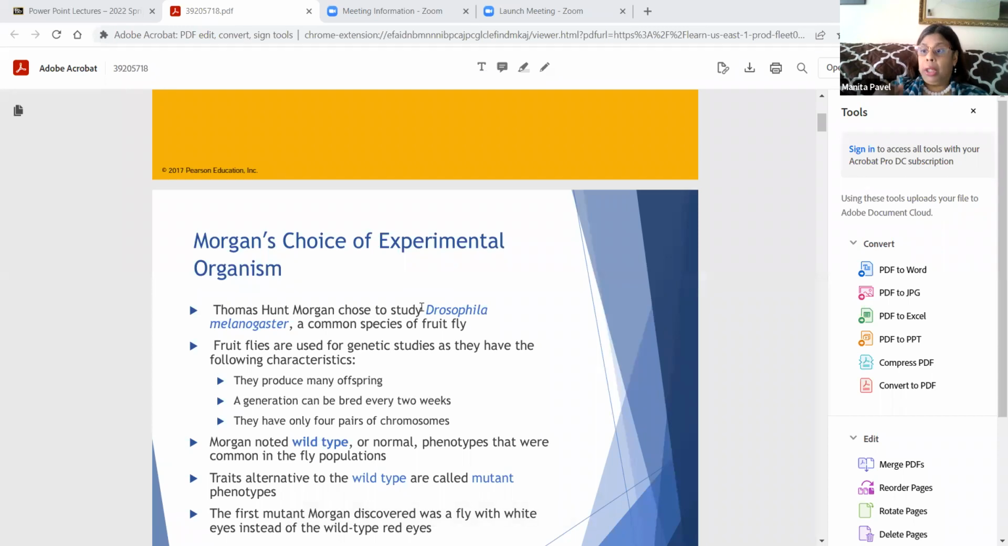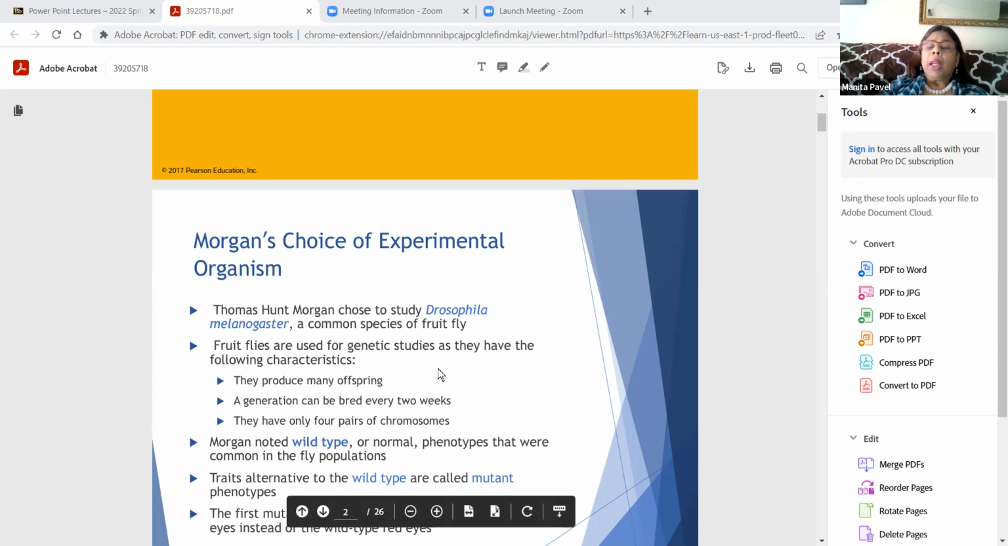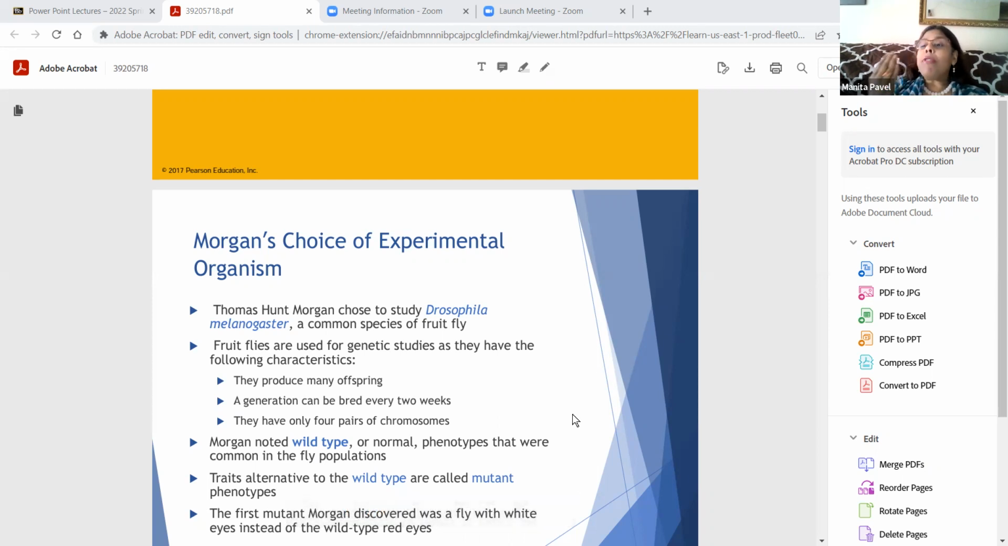Drosophila is the genus, melanogaster is the species of the fruit fly. Now, why did he take fruit flies to study his genetics experiments? Firstly, because fruit flies produce many offspring at a time. They breed every 2 weeks, and they have only 4 pairs of chromosomes, a total of 8 chromosomes.